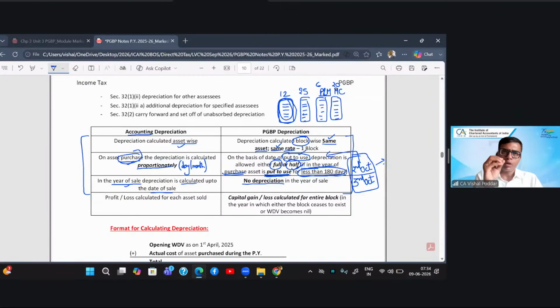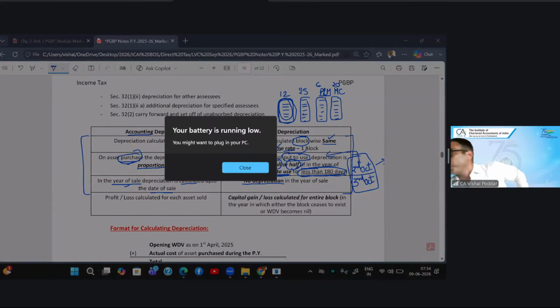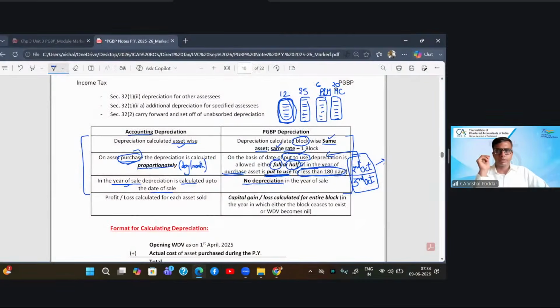Now, I'm sure you'll agree to this point that nobody will assure me that, okay, sir, this 9 lakhs is the perfect value. I'm sure you will accept that the amount we calculate as depreciation, and on that basis the WDV, both are estimated amounts, not precise or perfect amounts. I'm sure you'll agree to this, right?